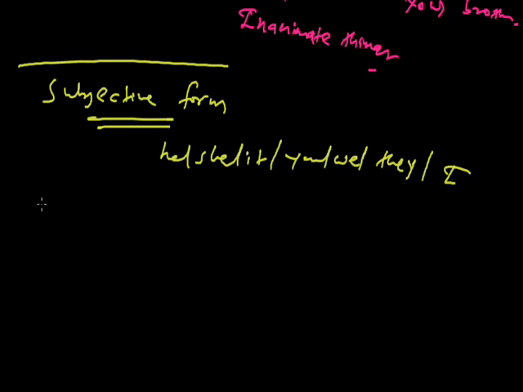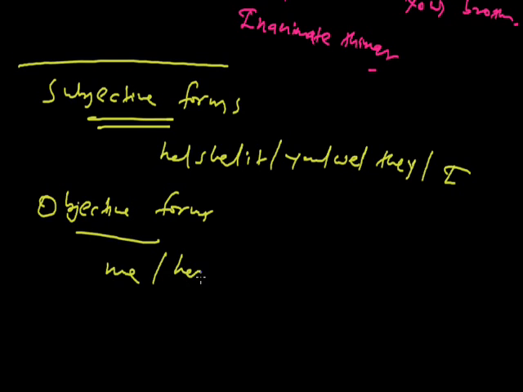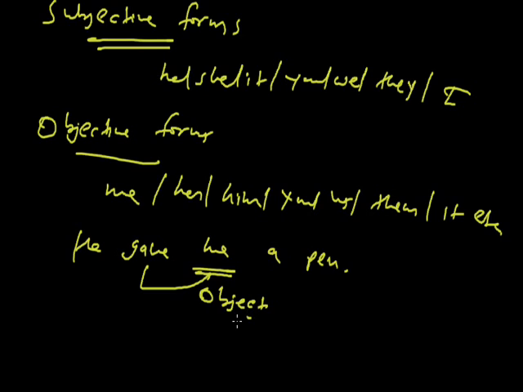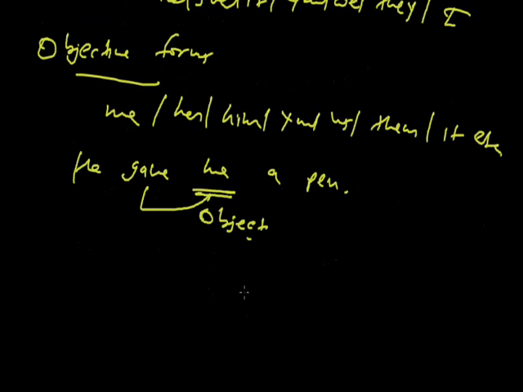Now, the objective forms would be me, her, him, you, us, them, it, etc. And a few examples I'll show you. He gave me a pen. Me is the objective form because me is the object of give. Clear? So he gave me a pen. Objective forms. And the next kind of forms are possessive forms of pronouns.